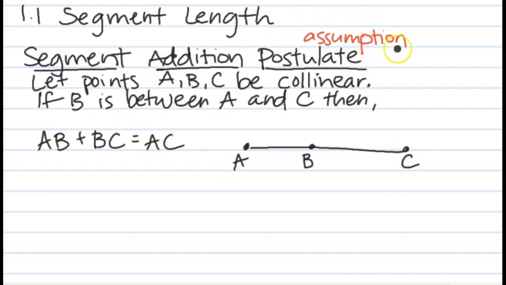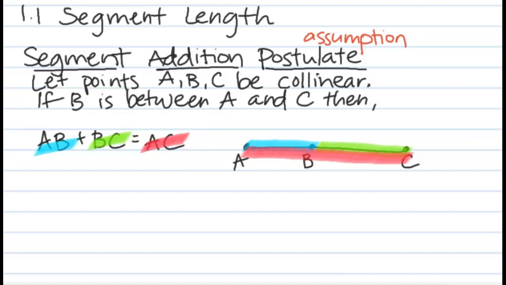Now, this assumption, it should be something that's pretty easy for us to agree on. So we've said that AB plus BC is equal to AC. And I'm going to go ahead and color code these parts for me. So I have AB from here to here, BC from here to here, and if I add those together, it should equal AC, which is the whole thing for me. And that should make sense to us.